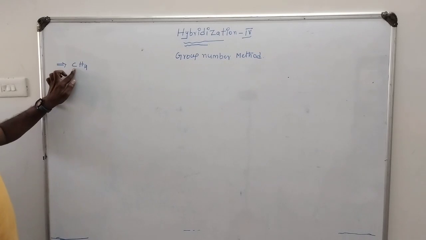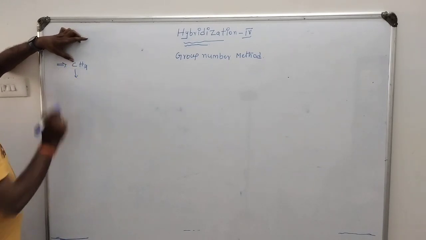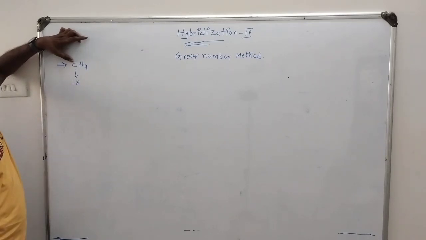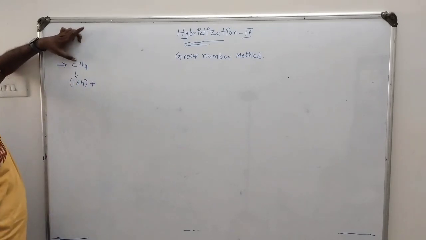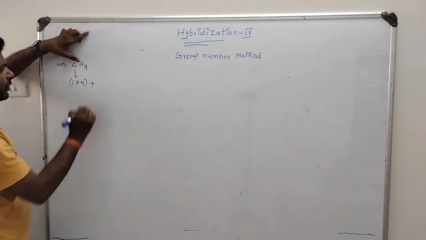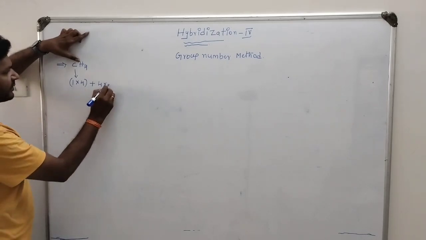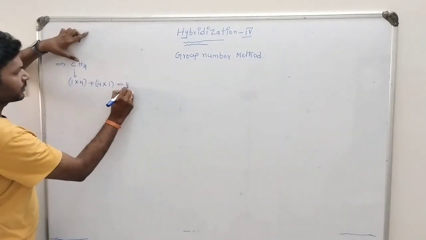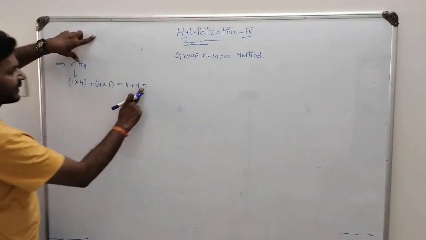CH4: sum of the group numbers of all the atoms. Total number of carbons is 1 into carbon group number 4, plus total number of hydrogen atoms 4 into hydrogen group number 1. 1 into 4 is 4, plus 4 into 1 is 4. 4 plus 4 is 8.